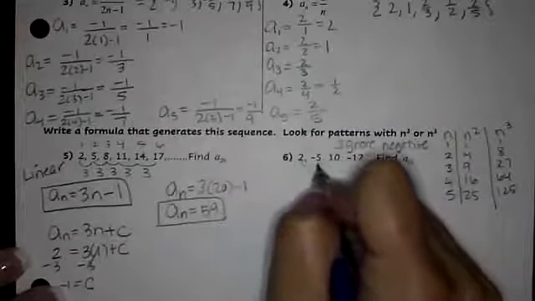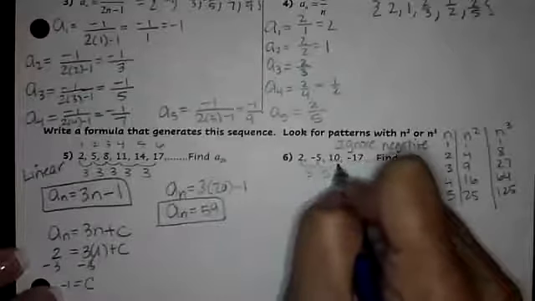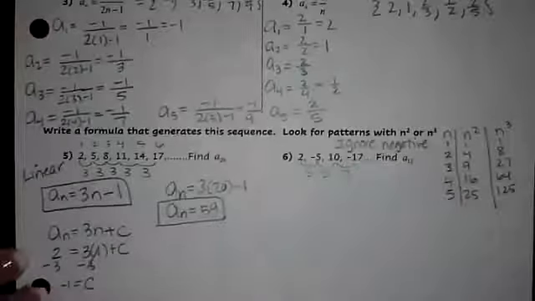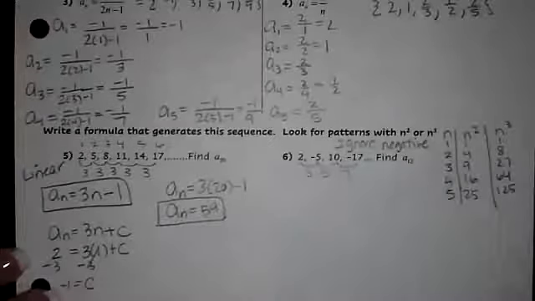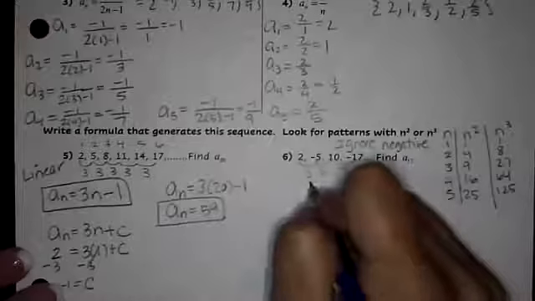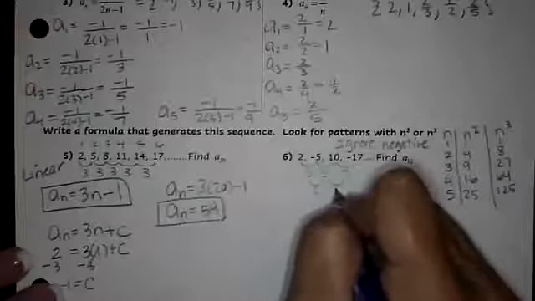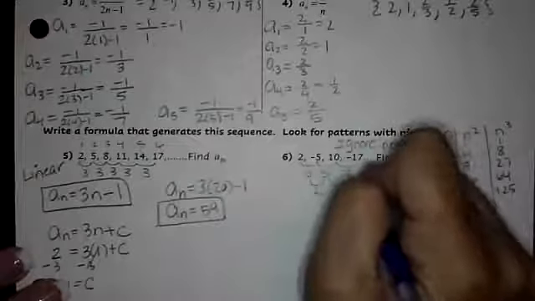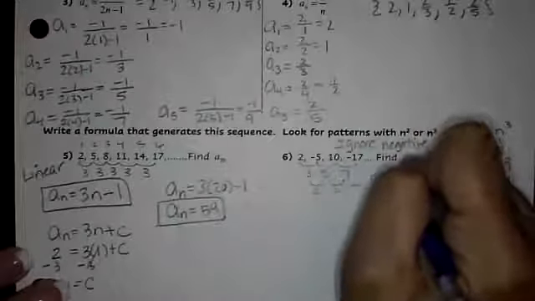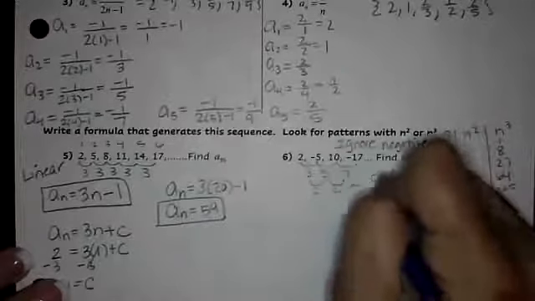The difference here would be 3, the difference here would be 5, and the difference there is 7. So this one is not a linear pattern since there's not a constant first difference. Now, when I check our second differences, those are constant, it's 2. This tells me it is a quadratic or n squared pattern.